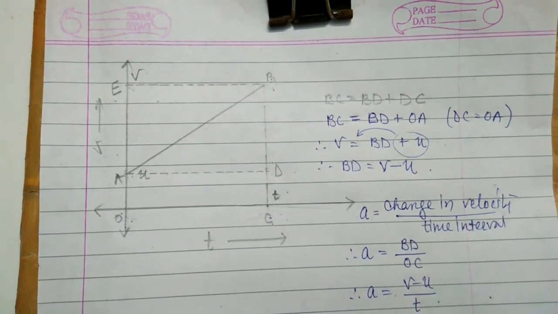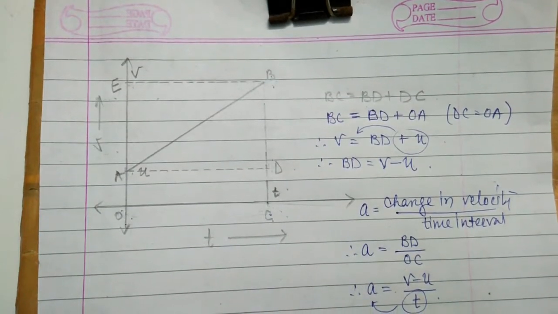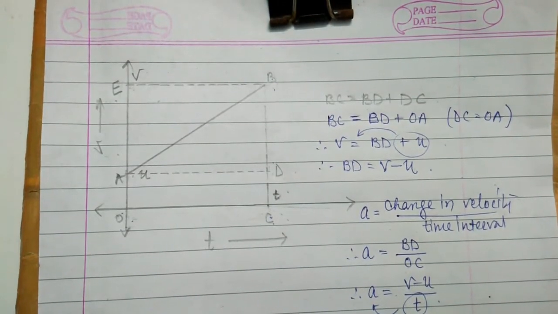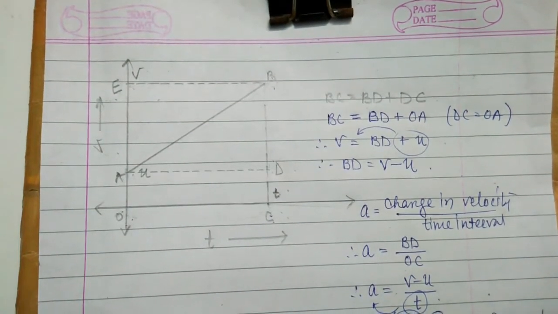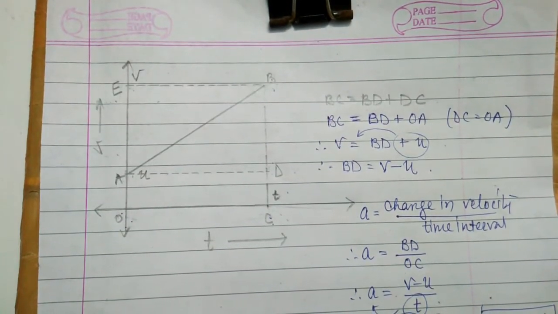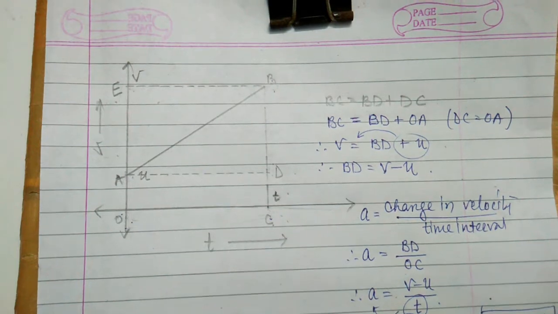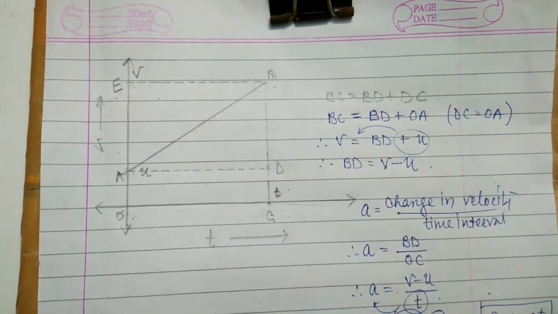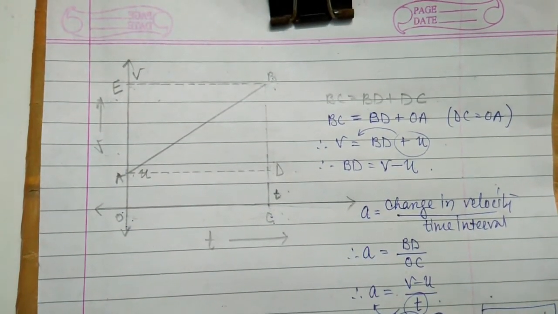So now T is multiplied with A. AT is equal to V minus U. It means V is equal to U plus AT. This is our first equation. This is the relation of time to velocity. Velocity to time relation. This is our equation number first.